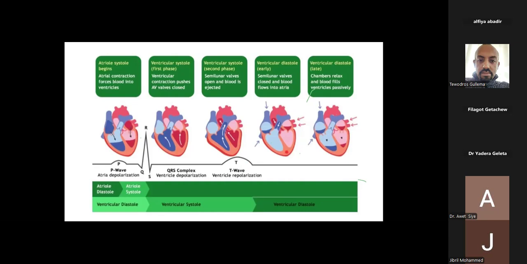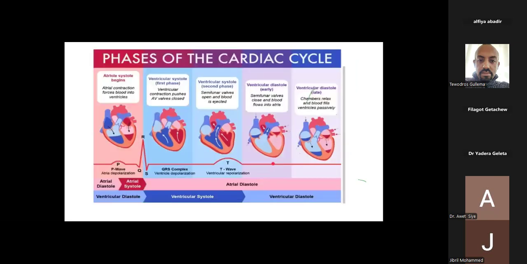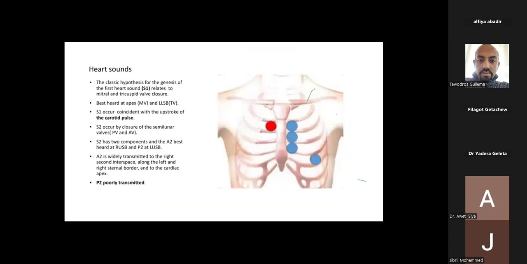And this is a straight line where there is no contraction. When is there no contraction? In the rapid ventricular filling phase, no chamber is contracting, so in this condition you will see this flat line, this isoelectric line.